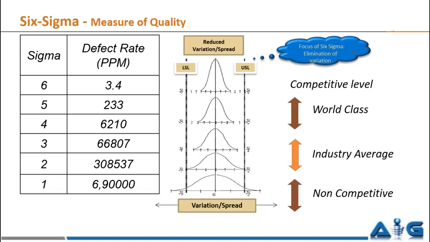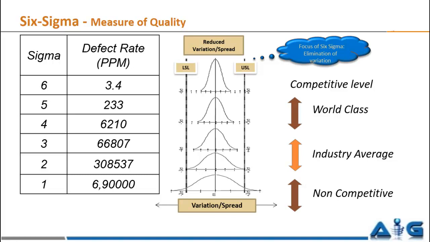If your business process is working at 1 sigma or near about, you are almost incapable of competing in the market, while the industry average would be around 2 to 3 sigma, and world-class organizations and business processes work at 4, 5 and 6 sigma.